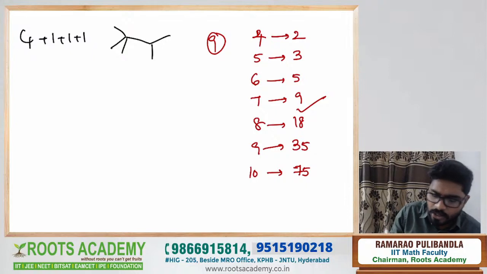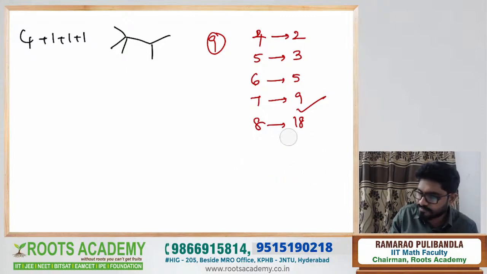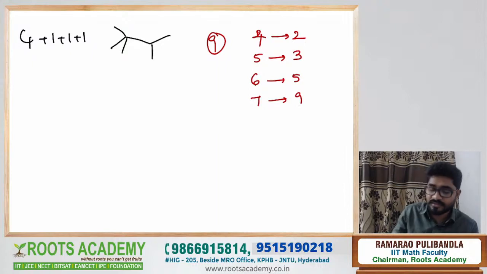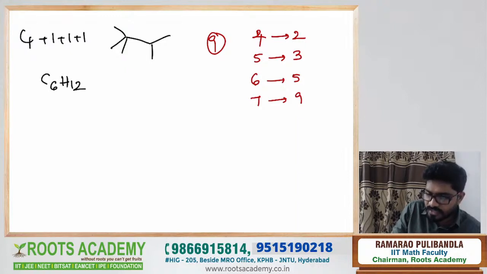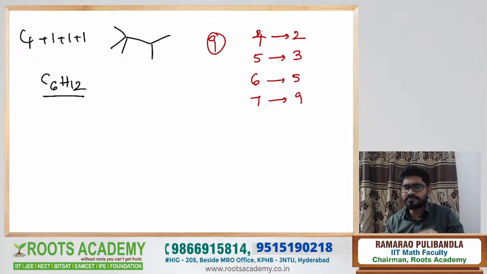Next, not only for the open chain, we can also take cyclic also, right? C6H12. Write the number of isomers with the cyclic compounds, with ring compounds. Write the number of isomers. Not only with the open chain, we can do it with rings also, guys. Just try to write all the isomers for that.